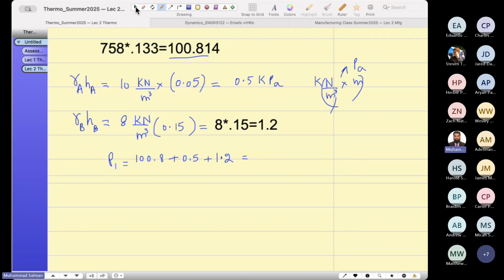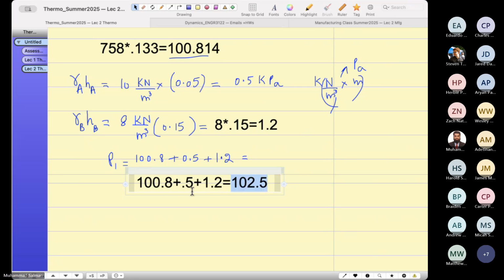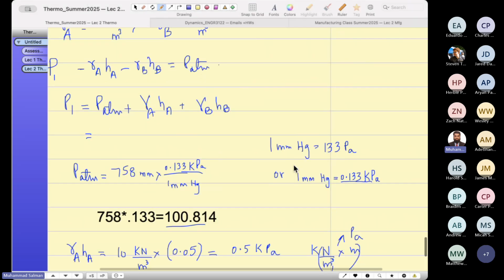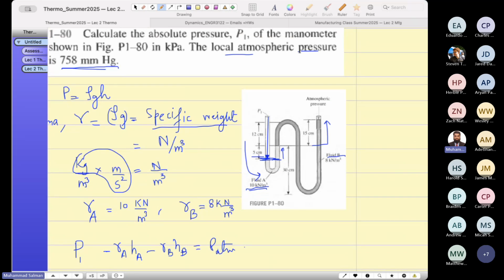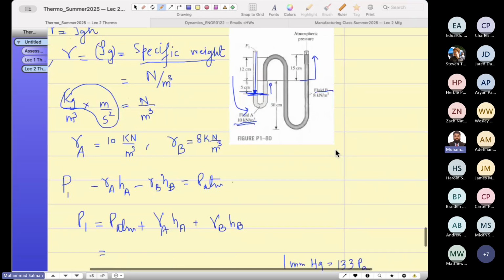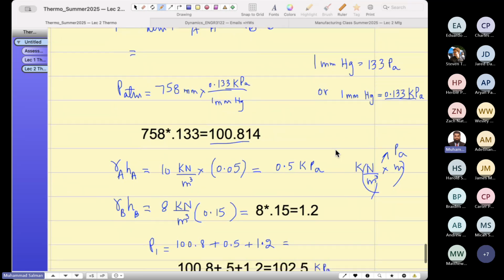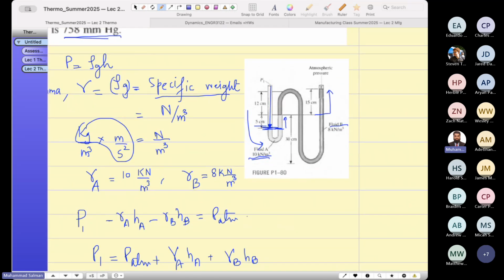How much do you get for this one? Let's do this: 100.8 plus 0.5 plus 1.2. I got 102.5. So do you understand this question? The height that you're factoring in each term is a height difference between the columns. Yes, always the height difference is the out of balance pressure, because you have to find the difference in the two U tubes. Do you understand, Herbie? You have to always consider the difference in the columns.